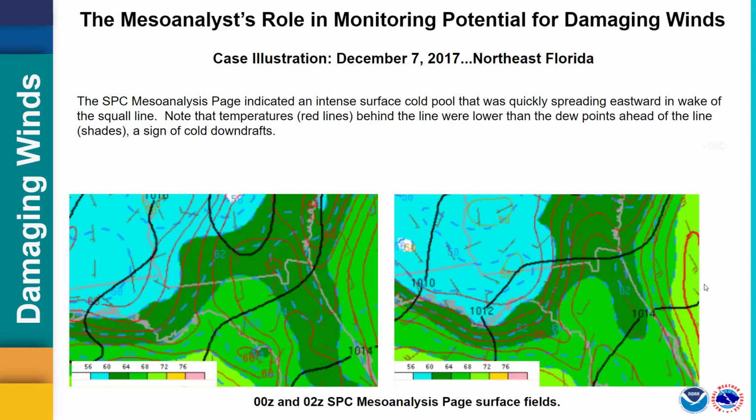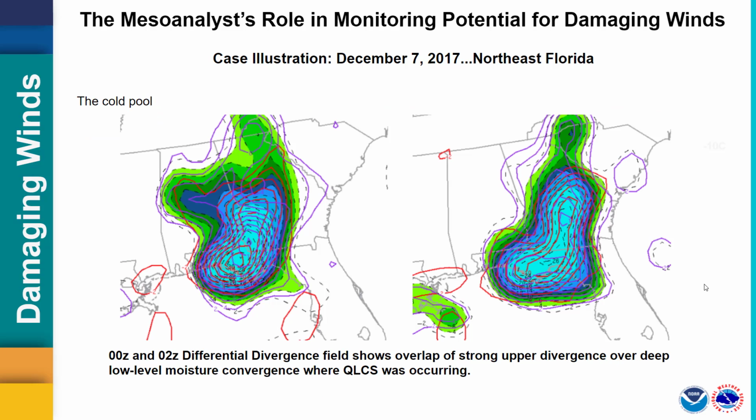In addition, we see strong overlap of low-level moisture convergence and upper-level divergence associated with a strong system aloft. This steadily progressed eastward with the line. So there was considerable forcing to maintain the line, even where a substantial CAPE could be lacking.